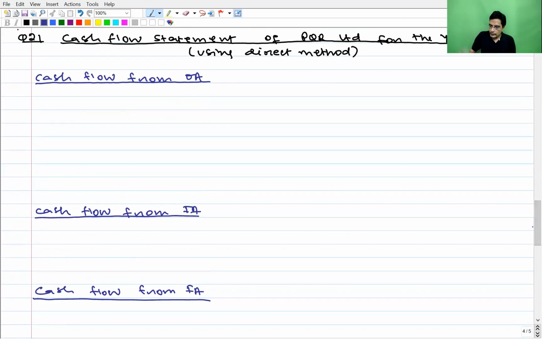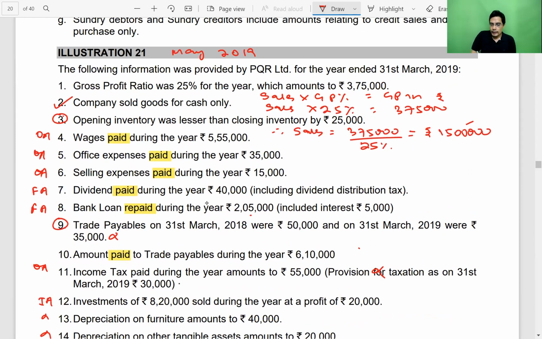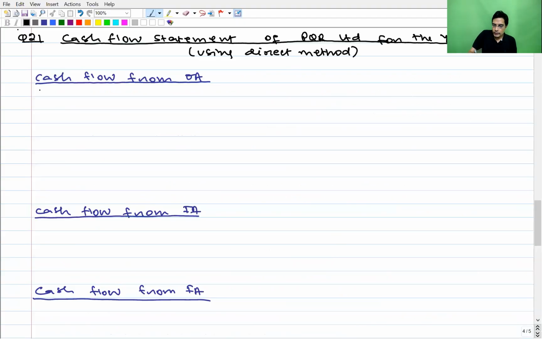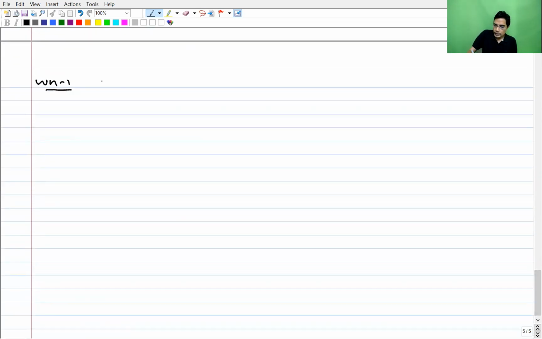Okay, brothers and sisters, let's start with the posting. First one. The first item is GP. From GP, we can find out the cash sales, and cash sales will be recorded in operating activity. So we'll write here working note number one. Although we have already discussed it, we still have to show in the exam, in the form of a working note, how we derived the cash sales figure. Working note number one, calculation of cash sales.